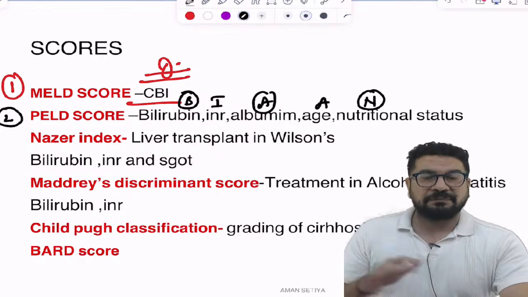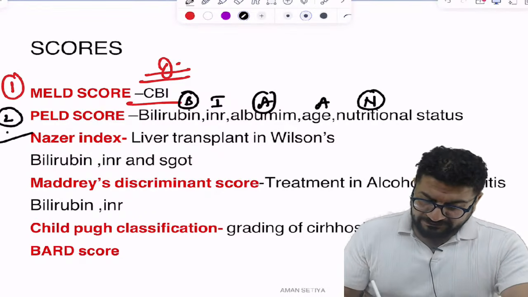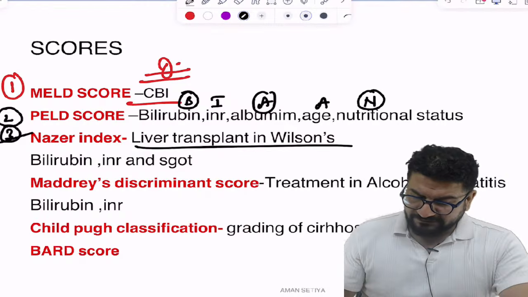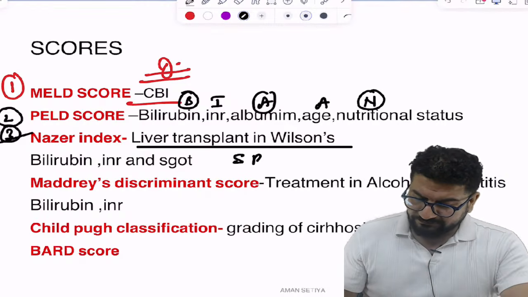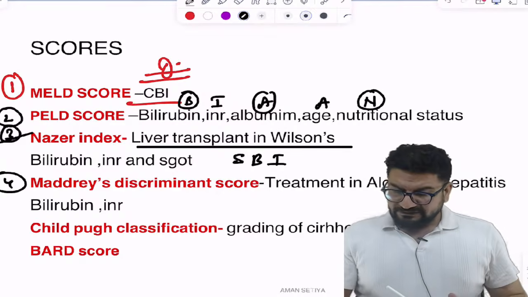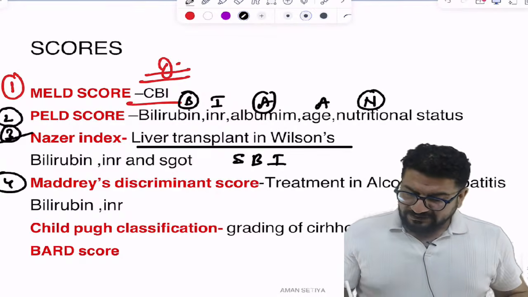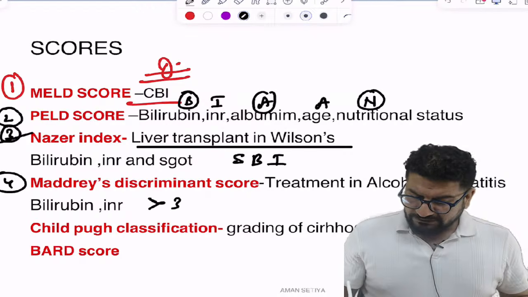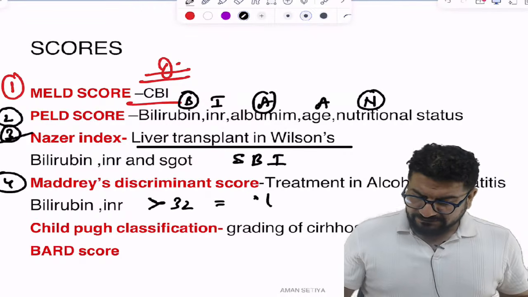So NIBA. Naser index. So Naser index, it is done for liver transplant in Wilson. So components are SBI, SGOT, bilirubin, INR. MAD discriminant score. ये मैंने अभी आपको बताया था. It is for alcohol hepatitis, and when this value comes more than 32, तो हम क्या start करेंगे? Then we start steroid.